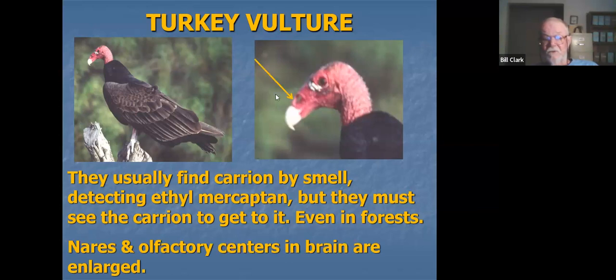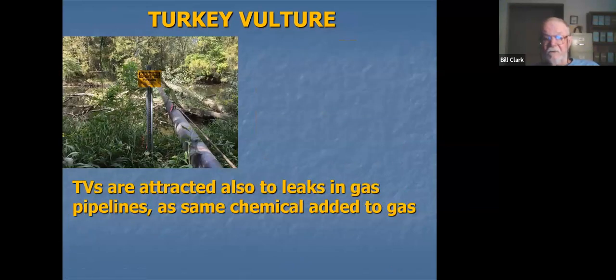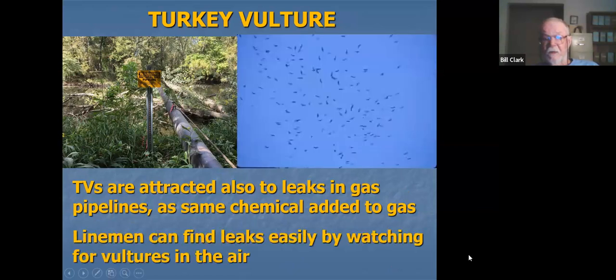The nose, the nares, this opening here, is very large, and the olfactory center in the brain is enlarged compared to other birds of prey. TVs are attracted to leaks in gas pipelines. That's because this same chemical is added to gas just so that you can detect a gas leak, because natural gas doesn't have any smell. And so linemen can find leaks by following the pipeline and watching where there are turkey vultures circling over.